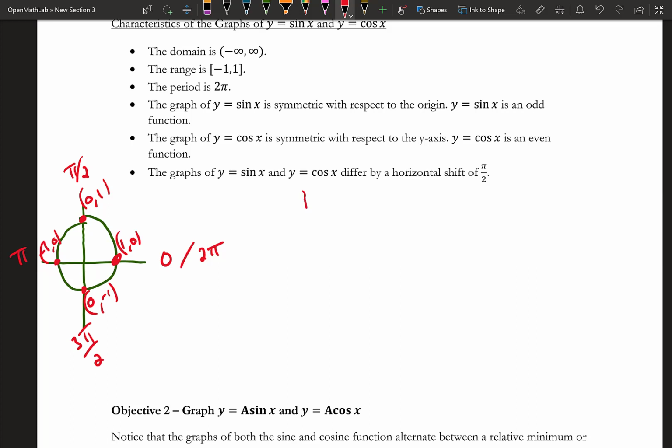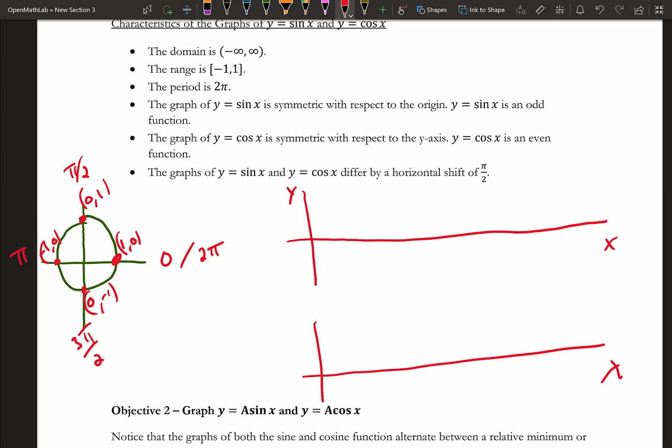So then if I just make an xy axis, we can begin graphing these. So we'll let this be 1 and this be -1, and then we're going to go up by pi over 2 on the x-axis. So this would be pi, and then we'd have 3 pi over 2, and then 2 pi.